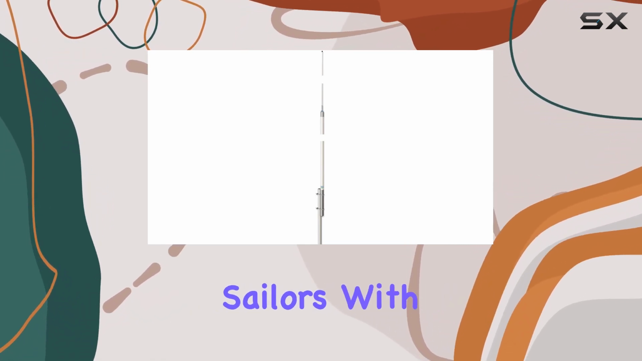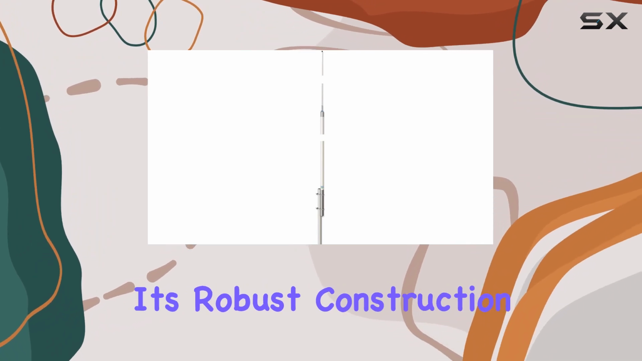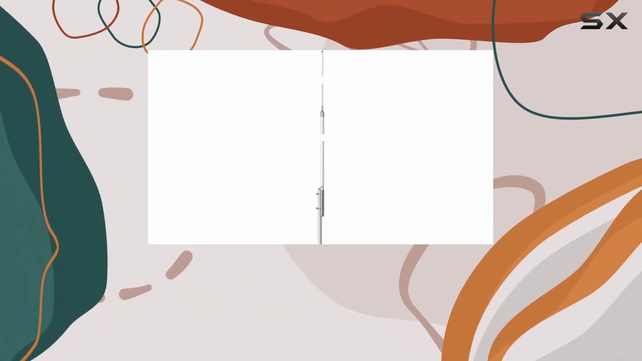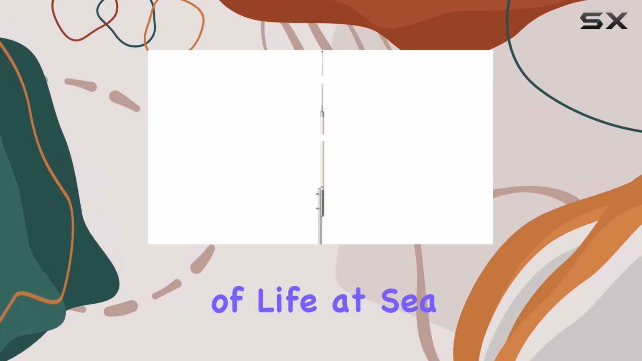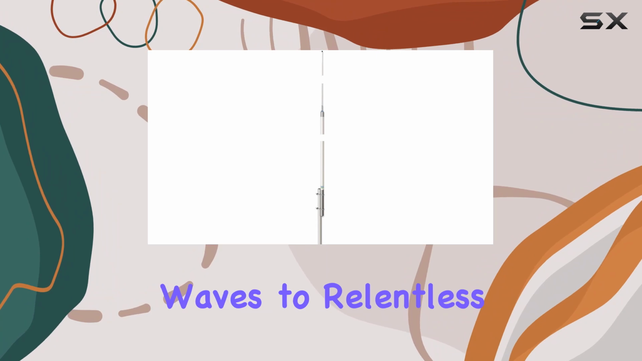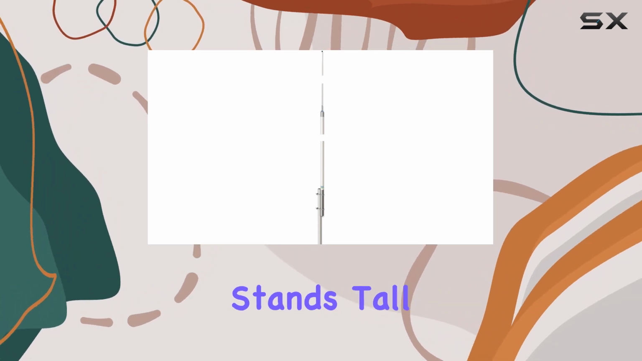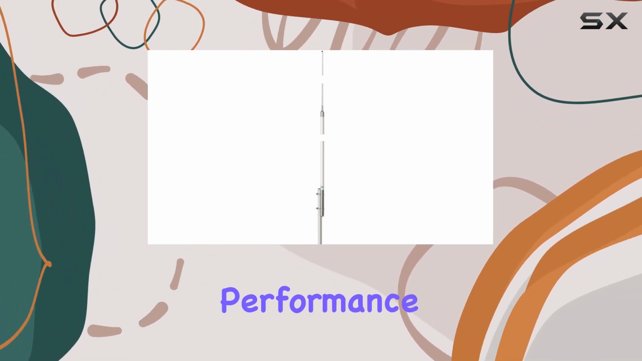Fear not, fellow sailors. With its robust construction and weather-resistant materials, the Shakespeare 399-1M is built to withstand the harsh realities of life at sea. From pounding waves to relentless sun exposure, this antenna stands tall, delivering top-notch performance trip after trip.